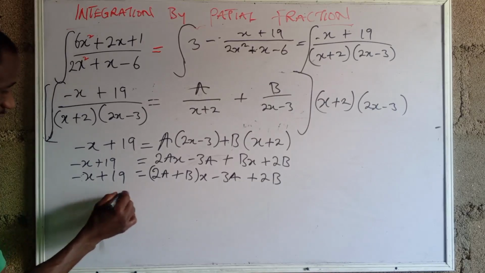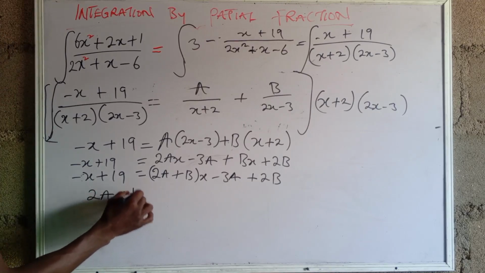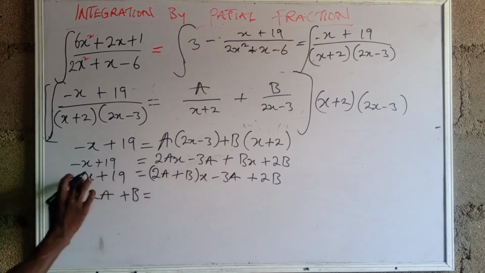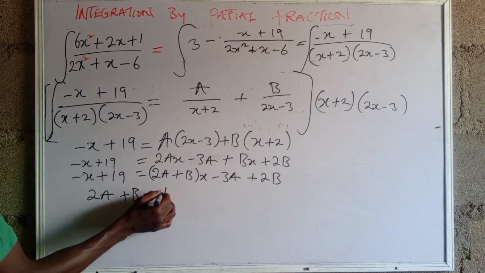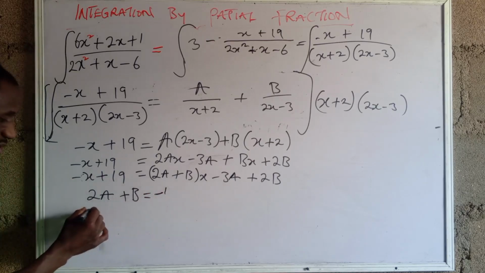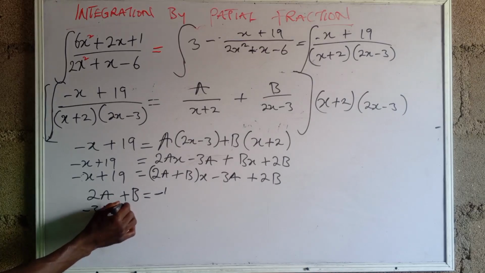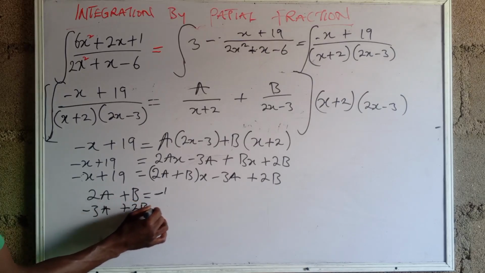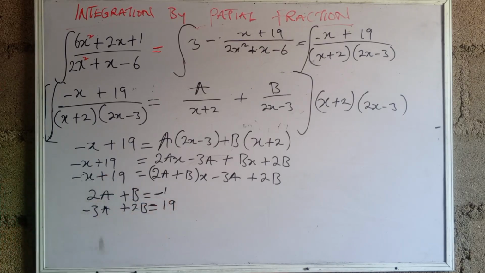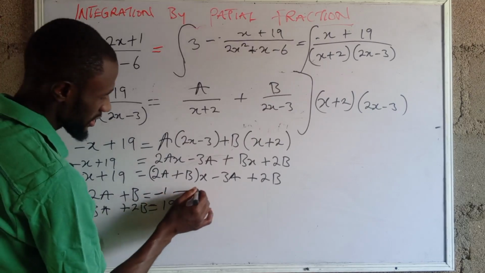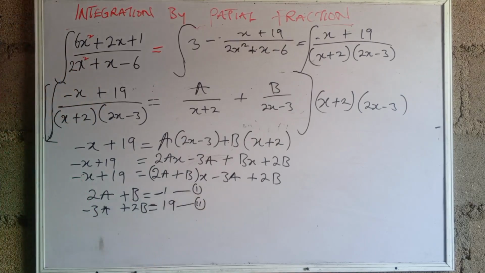Here we can say we have 2a plus b is equal to the constant given, the coefficient of x here, which is minus 1. The next one, we can take minus 3a plus 2b is equal to 19. That is, we dissolve into simultaneous linear equations. This is equation 1. This is equation 2.